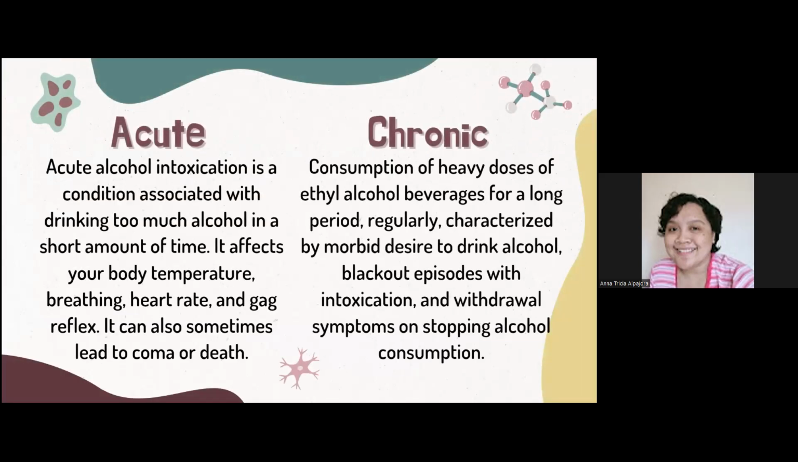So alcohol poisoning can be present in two common forms, the first one is the acute or the alcohol intoxication, and the second one is the chronic or the alcohol addiction. So for the acute or alcohol intoxication, it is a condition associated with drinking too much alcohol in a short amount of time. So it affects your body's temperature as well as breathing, heart rate, and also your gag reflex. And it can also sometimes lead to coma or death.